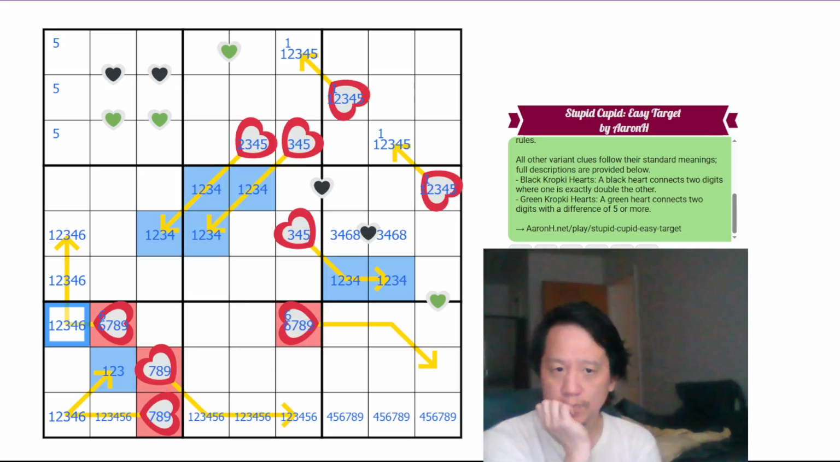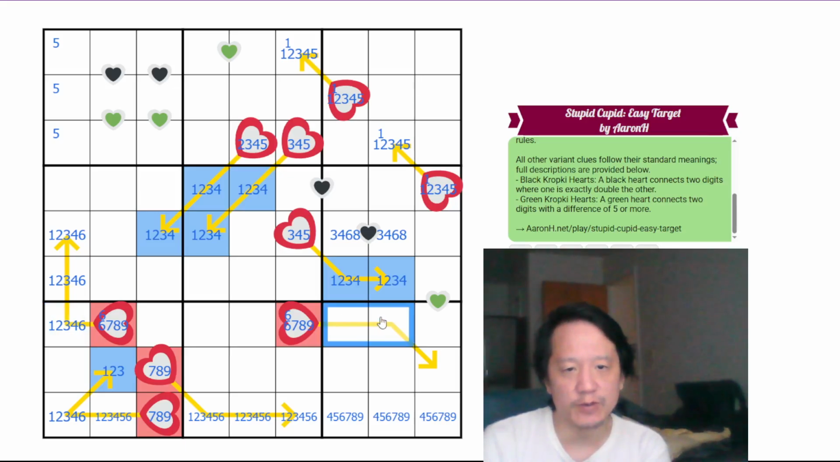Interesting. These digits also have to be 1 through 6 also.